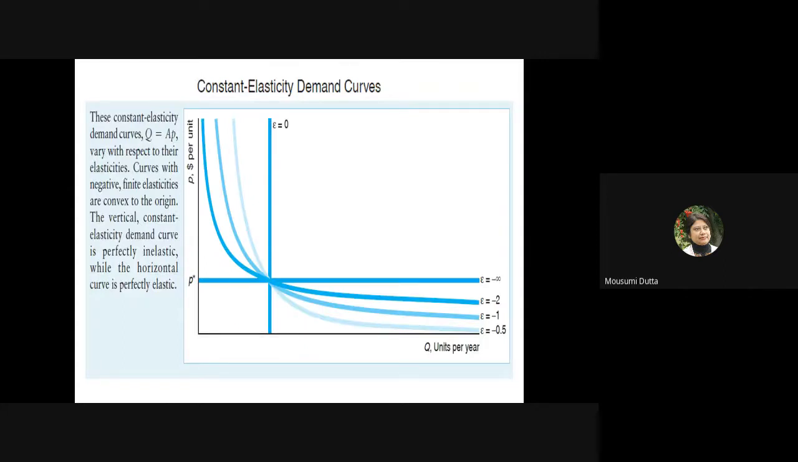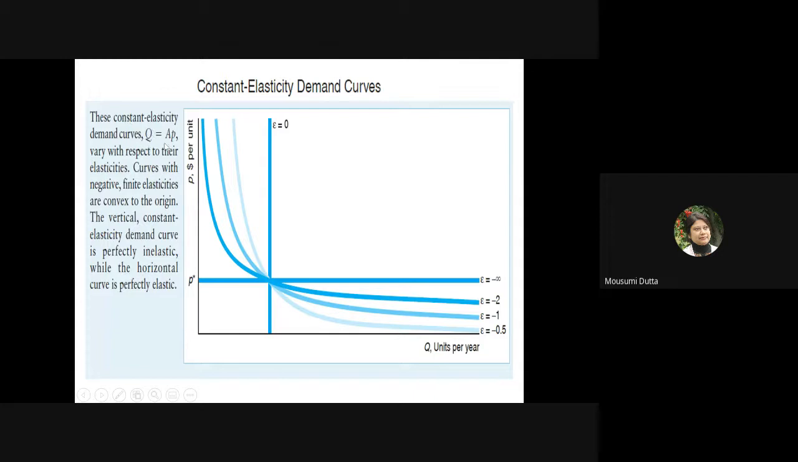Okay, so here, more about the constant elasticity of demand curves. The value can be minus 0.5, minus 1, minus 2, and up to minus infinity as well. So what is the concept? This dark blue is the standard equation for rectangular hyperbola. Then it can be like this, or a very light shaded curve. And if I consider this line, then the elasticity is becoming minus infinity. Or if I consider this very steep one, in that case, elasticity will be equal to 0.